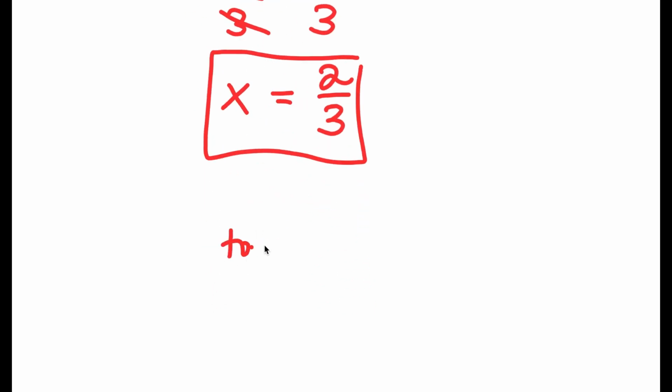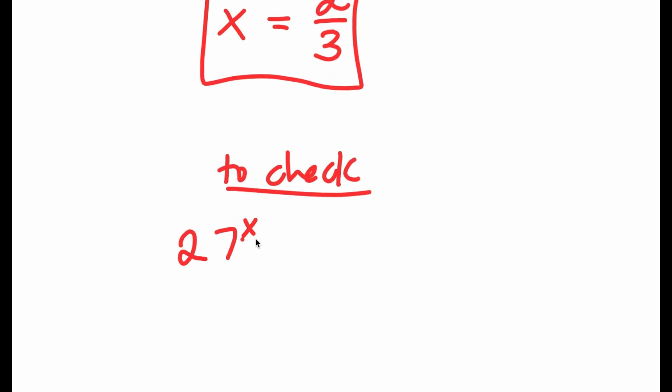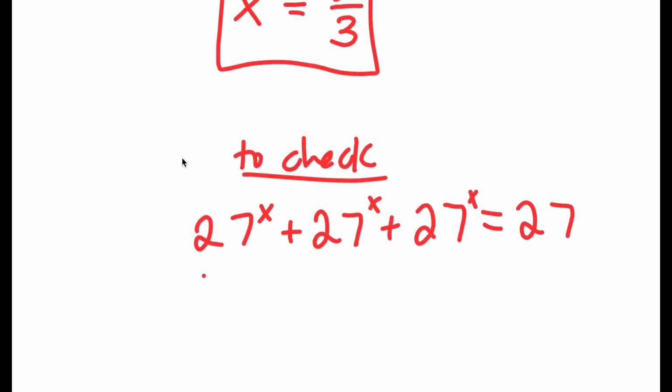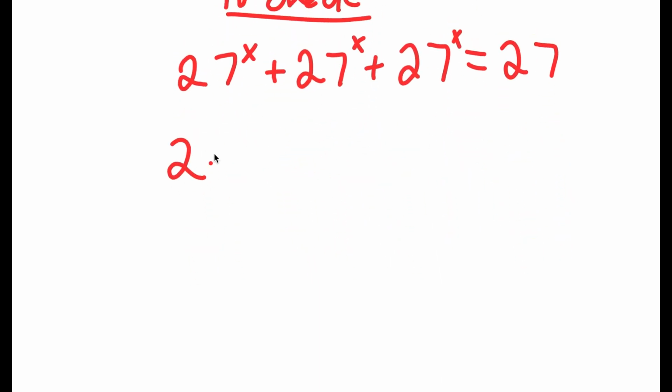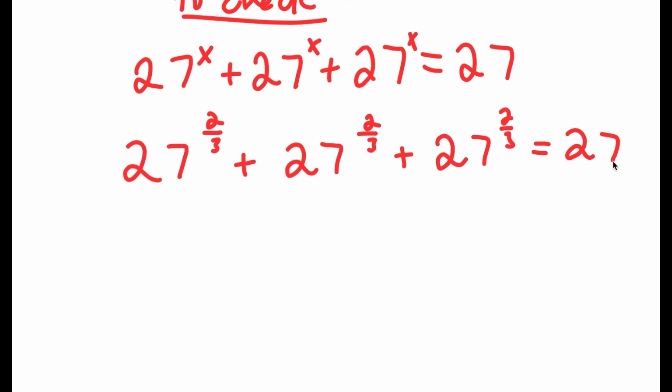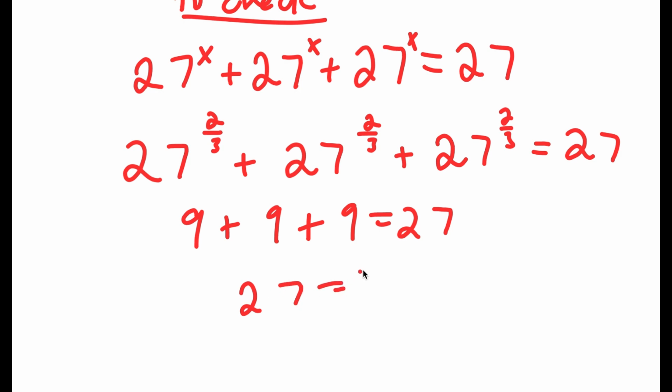So now to check, my equation was 27 to the power of x plus 27 to the power of x plus 27 to the power of x is equal to 27. So now if I'm going to take the power of 2 over 3, I have 27 to the power of 2 over 3 plus 27 to the power of 2 over 3 plus 27 to the power of 2 over 3 is equal to 27. Now, 27 to the power of 2 over 3 is the same thing as 9, so I have 9 plus 9 plus 9 is equal to 27, and this means that 27 is equal to 27.